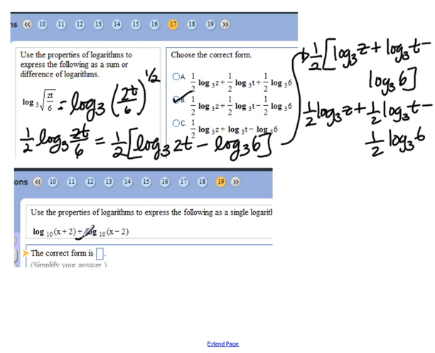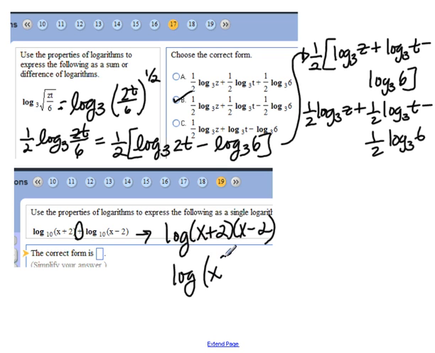Now we're going to use the properties to rewrite as a single log. So we have a sum of logs, so we can rewrite that as the log of the product. So this would be log base 10, but we don't have to write the base 10, of x plus 2 times x minus 2. Now if you want to, inside the log, you can simplify that. X plus 2 times x minus 2 is really the difference of two squares, x squared minus 4.